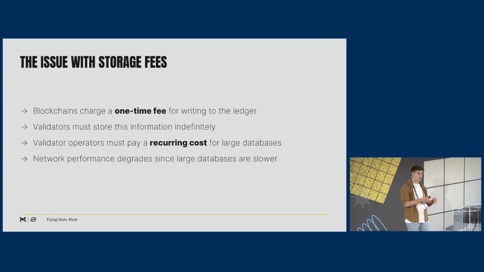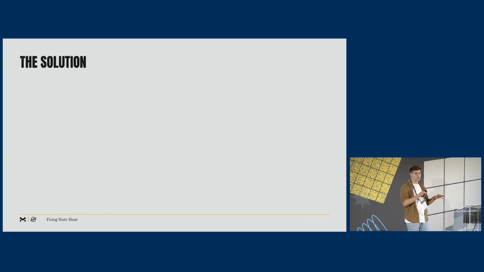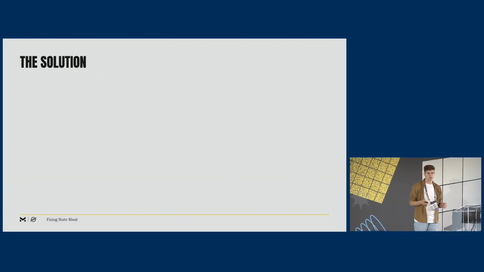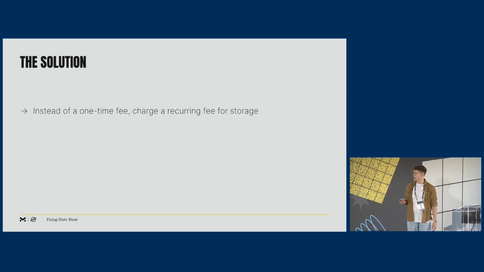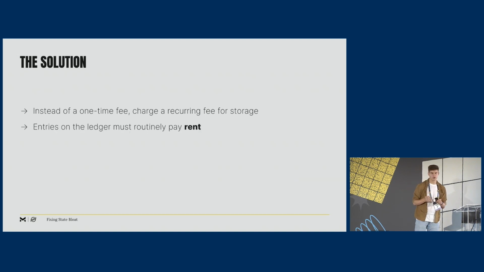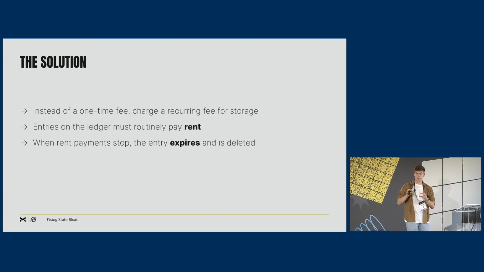In addition to the operational cost, there's also a network performance cost. The larger your database is, the harder it is to maintain and the slower it is. So the number of transactions and the speed of transaction execution decreases. And since the fundamental issue is that of a fee mismatch, our solution at its core is just adjusting the fee structure. Instead of charging a one-time fee, we are going to charge a recurring fee for every entry on the ledger. What this looks like is that for every ledger entry you store, you must continually pay rent. If you forget to make rent payments, then your entry is considered to be expired and is permanently deleted.